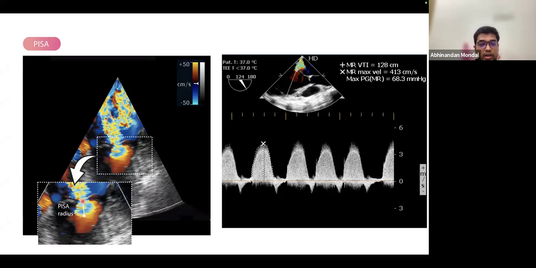So this is the radius that has been taken from your orifice, the exact site of the leaflet, up to the change of color from cyan to yellow. So this is a PISA radius.